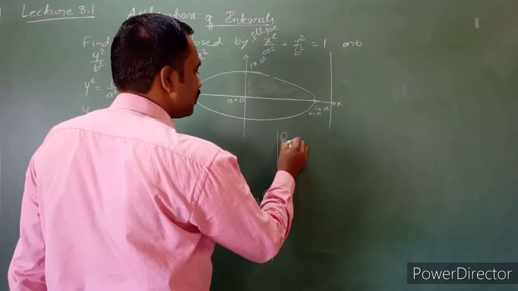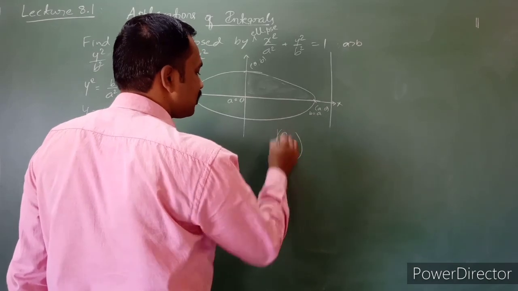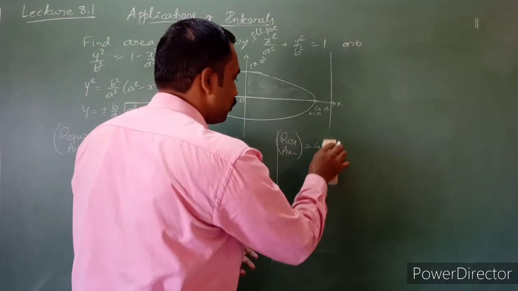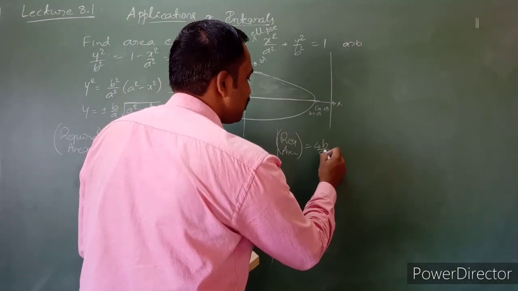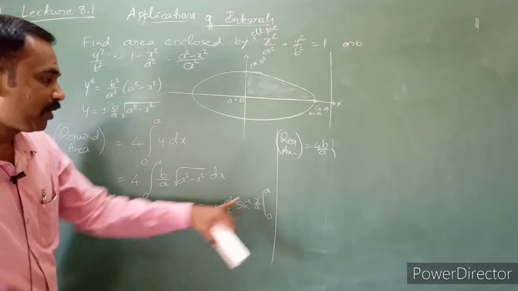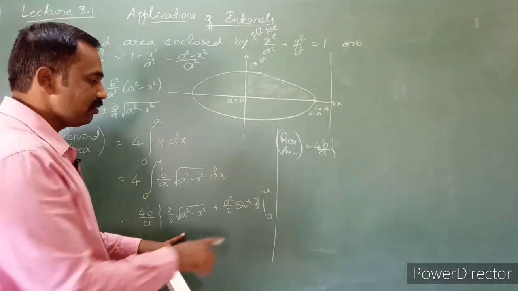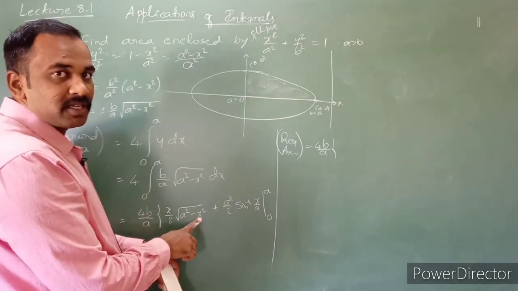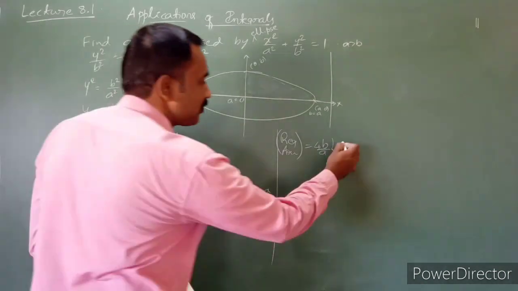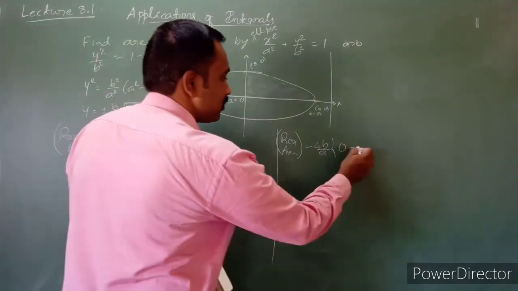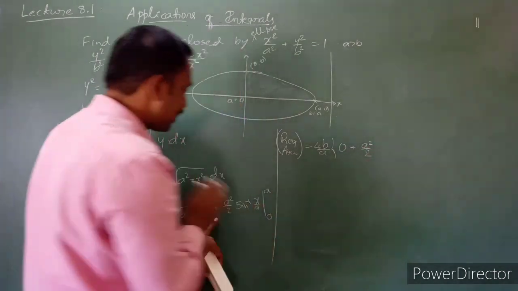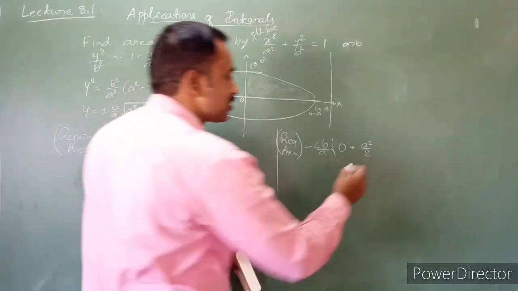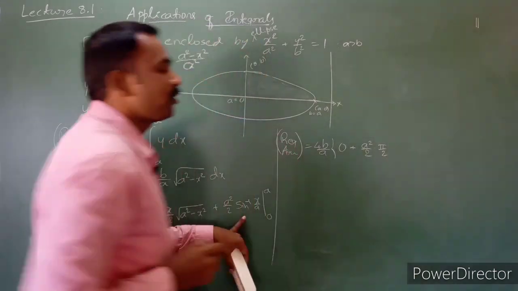I just write here, required area is equal to 4 times b divided by a. Now upper limit, what is the upper limit? Directly I just solve. If I replace the a value here, a square minus a square, x value is a, so a square minus a square is 0, first term is 0, plus a square by 2 as it is. You can write directly a value, x value is a by a is 1, sin inverse of 1 is nothing but 90, pi by 2.